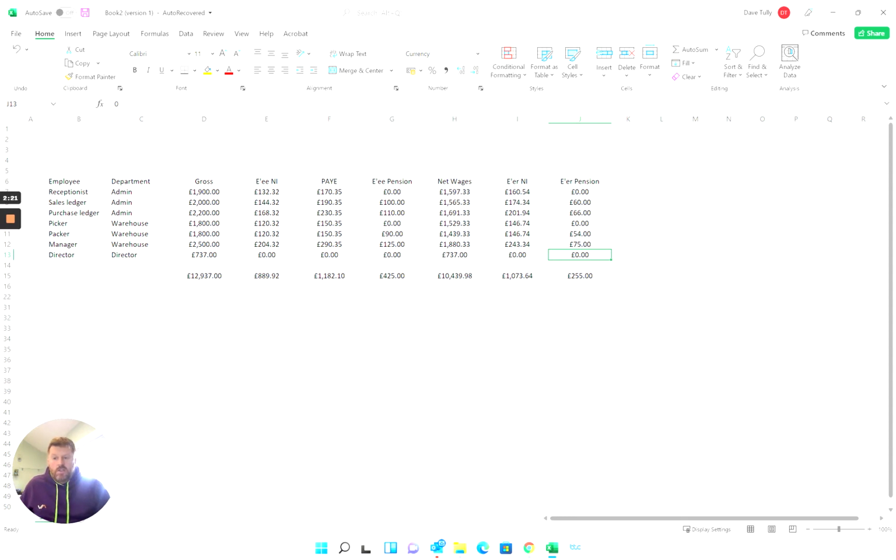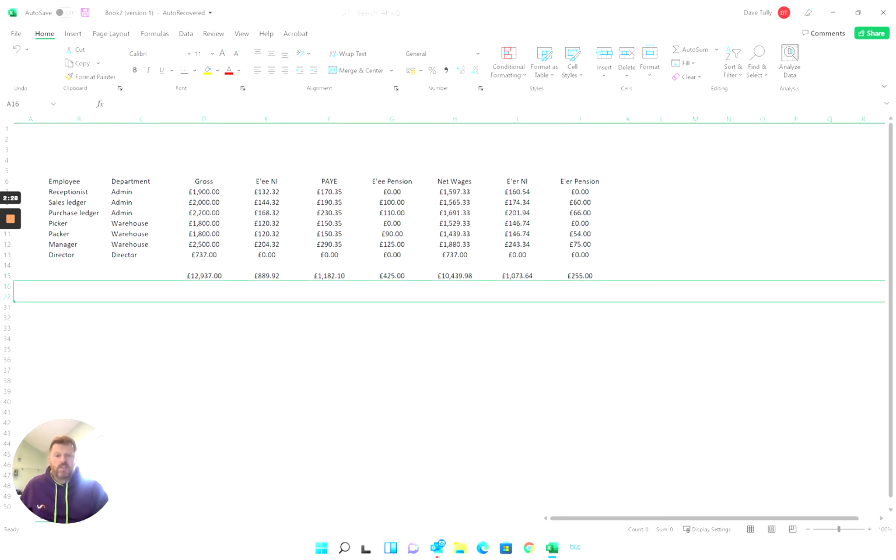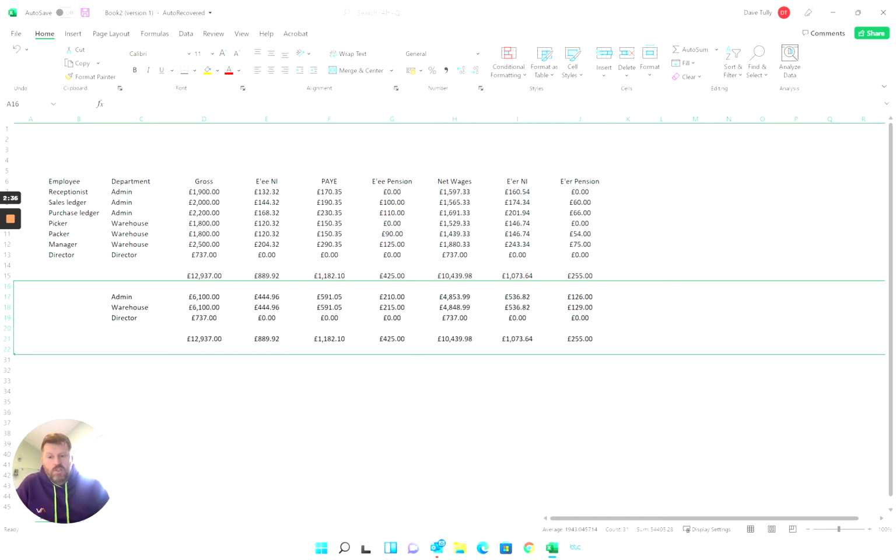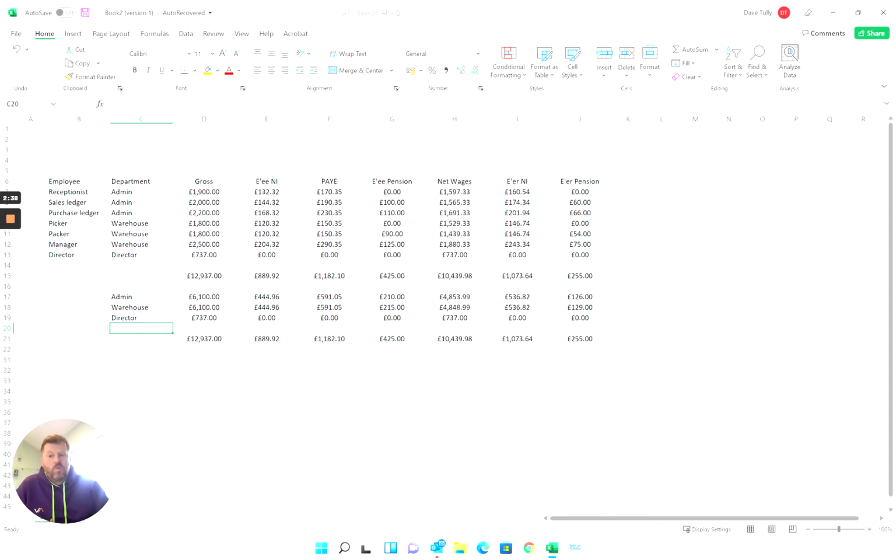So what we need to do is group this together. You could enter the payroll for each individual, but that's a long-winded process and it will take too much time and you won't get much benefit. So what we're going to do is group these by departments, which you can see we've done here. So we have our admin, warehouse, and director payments. So we've grouped those together and we've got a summary of the business.